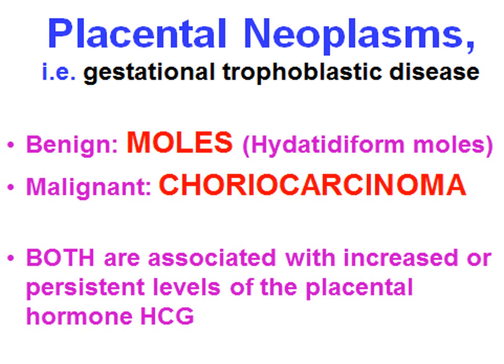Benign ones are called moles or hydatidiform moles, and the malignant neoplasm is choriocarcinoma. Both are associated with increased or persistent levels of the placental hormone beta HCG. So, even after termination of the pregnancy, if beta HCG levels were raised previously, they continue to rise, and they keep on rising if there is a placental neoplasm in the uterine cavity.